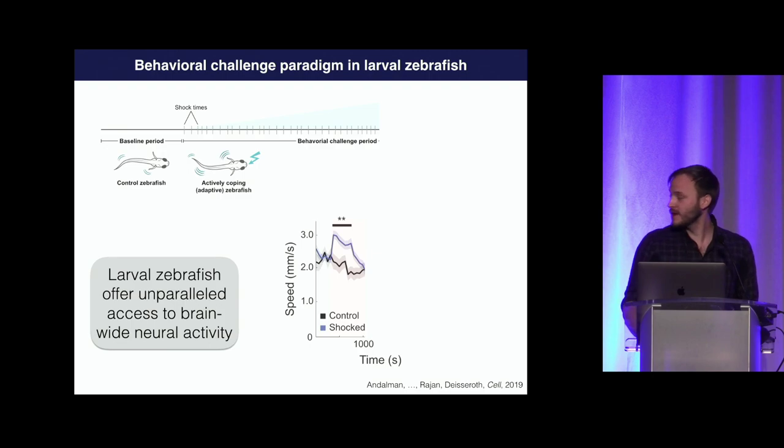And at first, what you can see on this plot, which is the tail speed as a function of time, in these shocked fish in blue, there's an increase in their tail speed. So they start whipping their tails to escape the shock compared to the controls in black. But in this week, what we call the active coping strategy. So they're trying to escape from this stimulus.